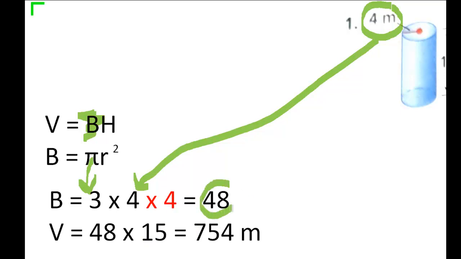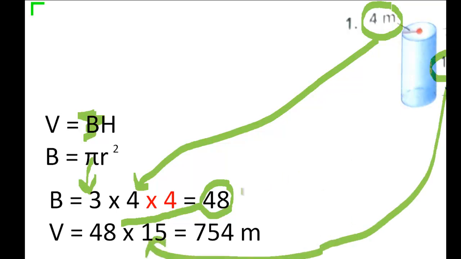So this one is the area of base, now B, and 15 is the height, so I will put it here. So 48 multiplies 15 will equal 754 meter cubed. Don't forget the unit, cubed.